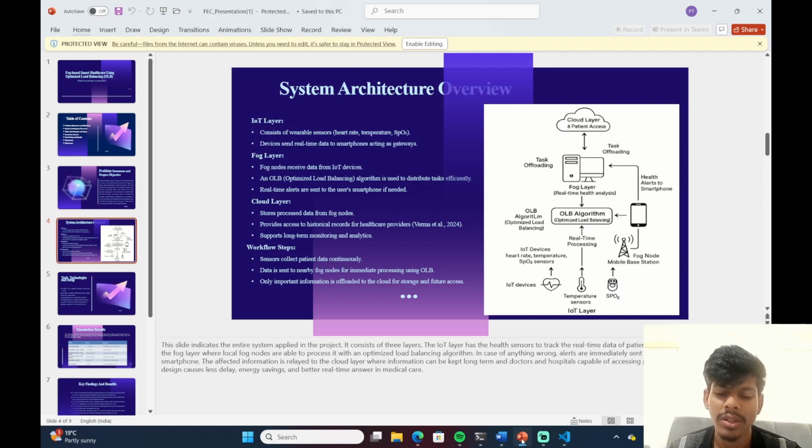The processed information is relayed to the cloud layer, where information can be kept long term and doctors and hospitals are capable of accessing patients' records at any time. Such a design causes less delay, saves energy, and gives better real-time response in medical care.